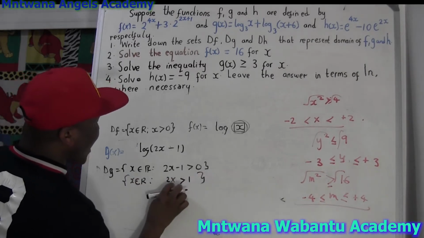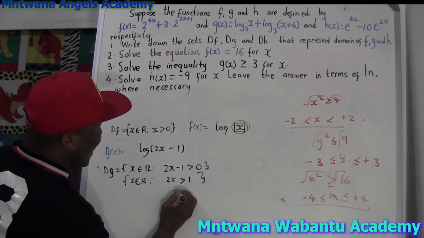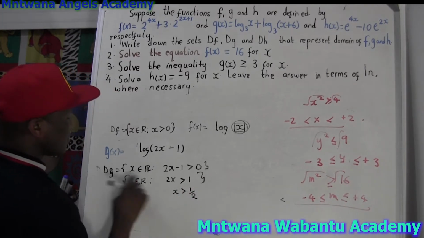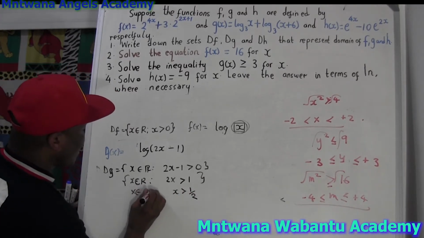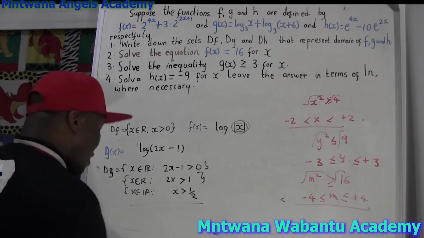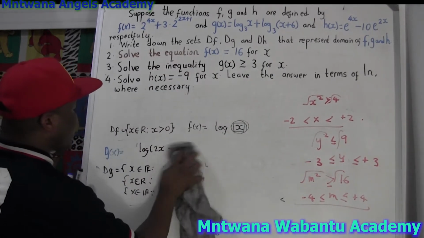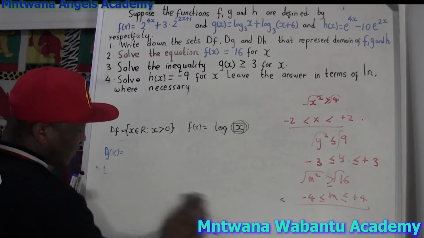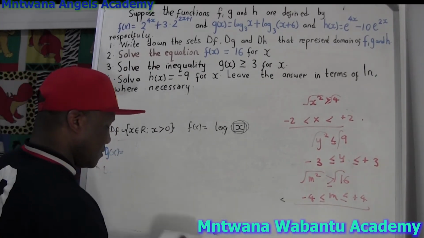Okay. And then what happened? Divided by 2, divided by 2. So when you divide by 2, it's going to be x greater than 1 over 2. And this is going to be x, an element of real numbers. You know what I'm saying? Okay. Yes. One more. The last one. Find the domain of the logarithm function.